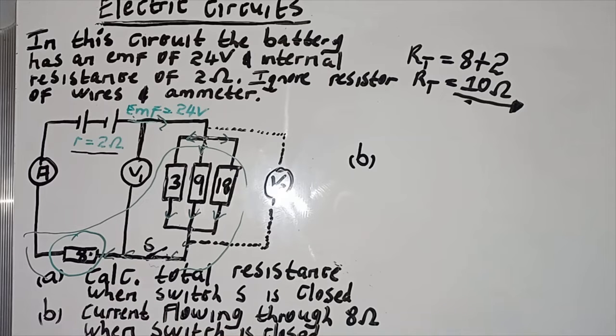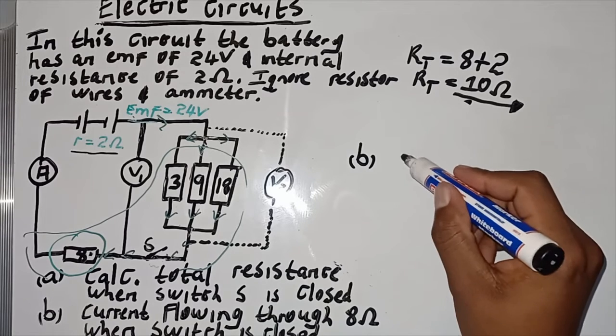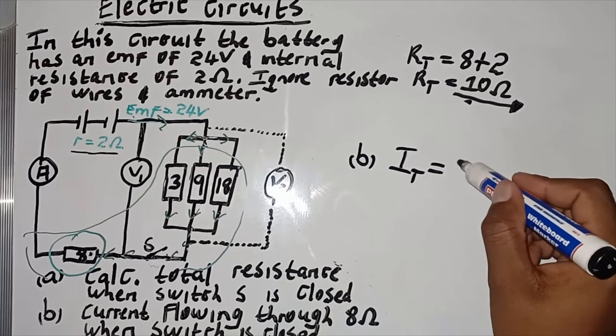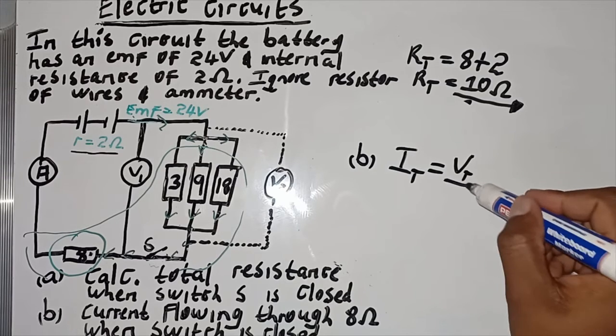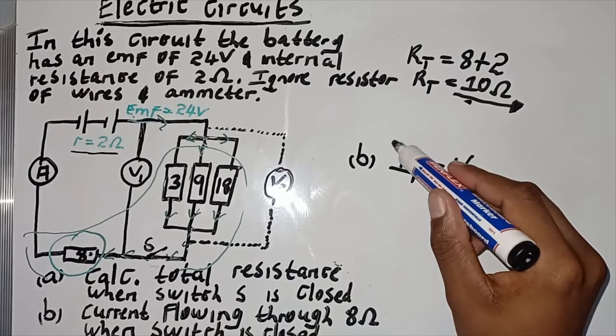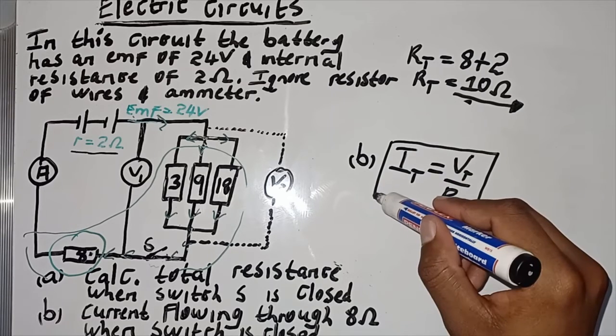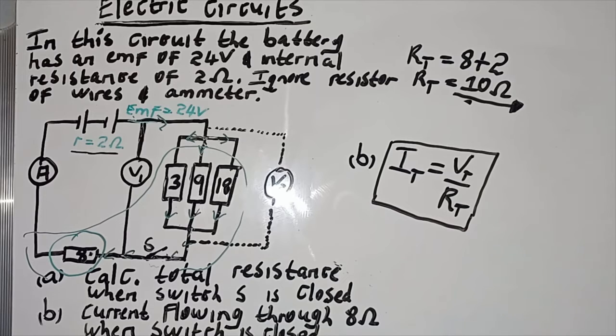So it means that if we can get the total current of the circuit, we have found the current that can pass through the 8 ohm resistor. Okay, so it means that I total is the same as V total over R total. This is what we call Ohm's law. You guys know this law, that the current is always the same as the voltage over resistance at constant temperature. Okay, so we already know what this resistor is, 8 ohms.